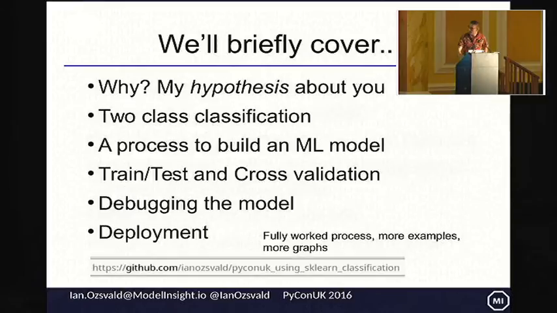Oh, and there's a slightly inception level to this talk in that I've got too much to cover, and I'm going to try and cover it all anyway.